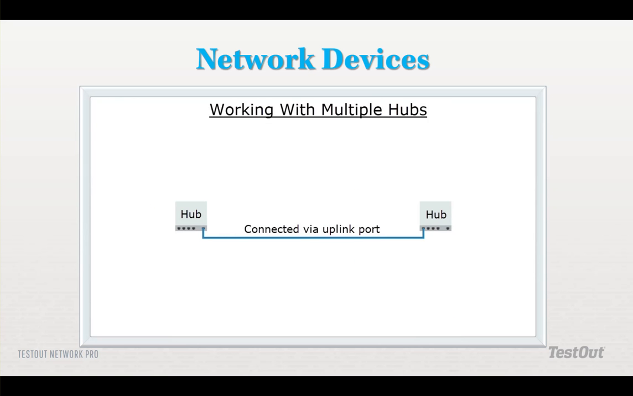So now we have multiple hubs. This is even less efficient because now it's going to be sending out the same information on 8 different ports instead of 7 different ports, or rather instead of 3 different ports. It's not going to send it out on the one that originally came from.